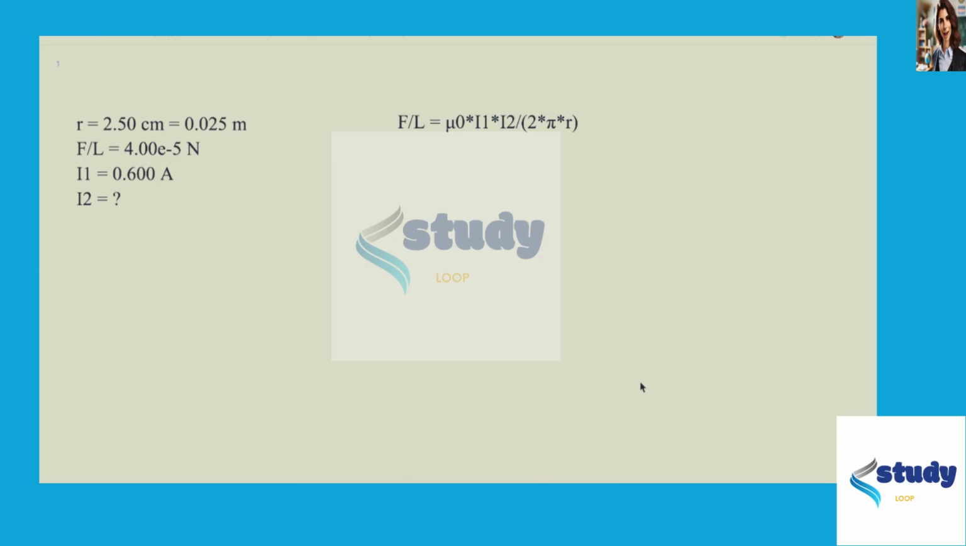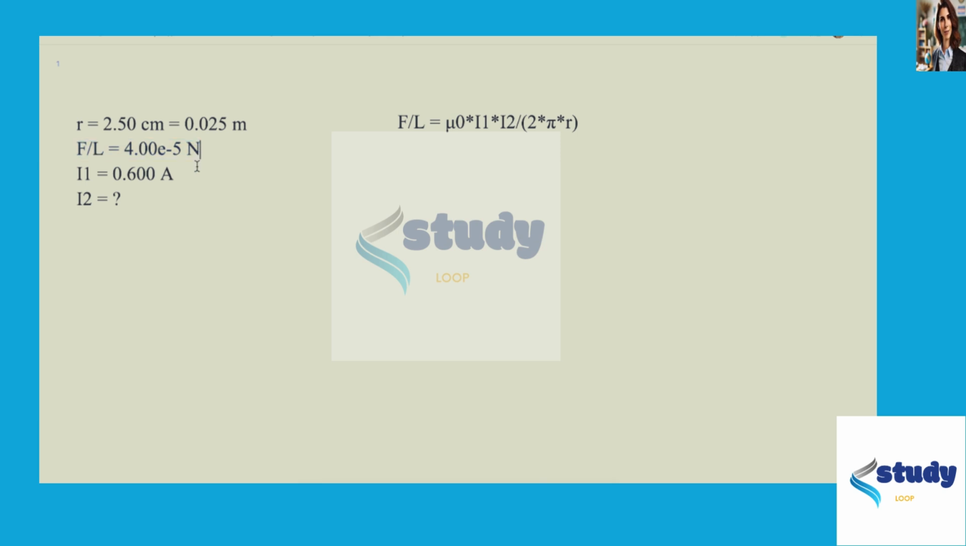Okay, this is question 2830. We have two long parallel wires that are separated by a distance of 2.5 centimeters. I've written that over here and converted the distance to meters. And the force per unit length that each wire exerts on the other is 4 times 10 to the minus 5 newtons. So that's going to be F over L.